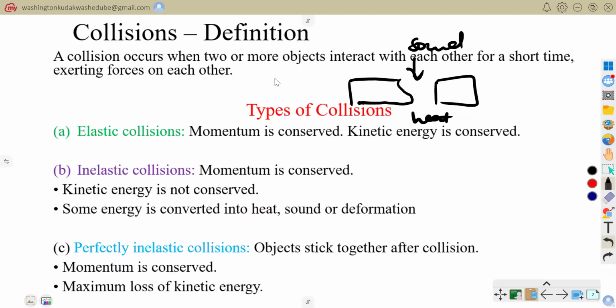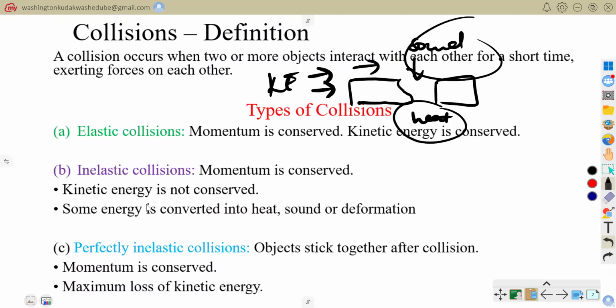To friction. So we are saying some of our kinetic energy would be converted to what? To sound, and then some of it would be converted to what? To heat. So our total kinetic energy won't be conserved.